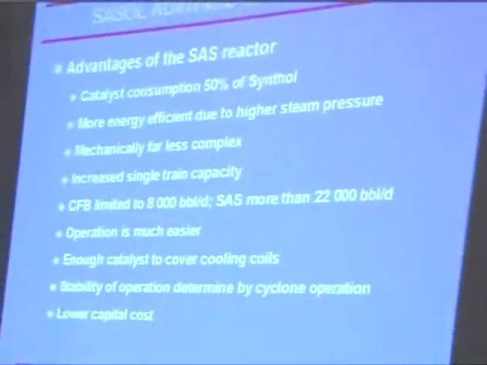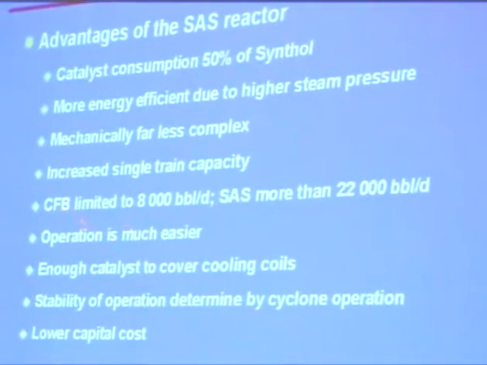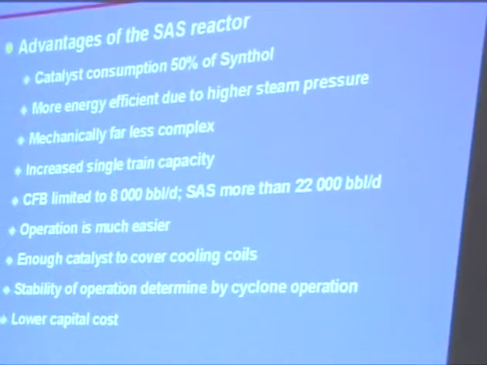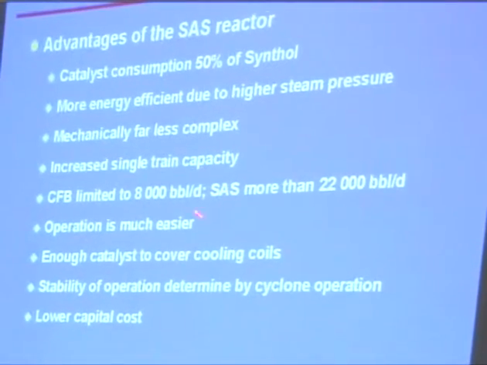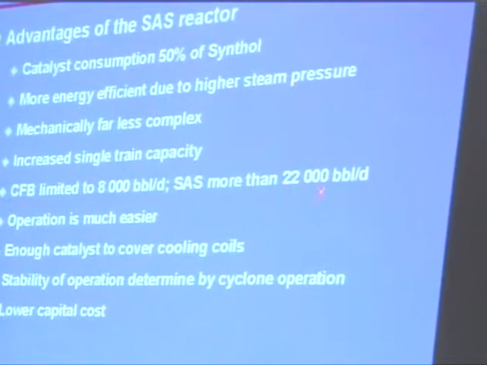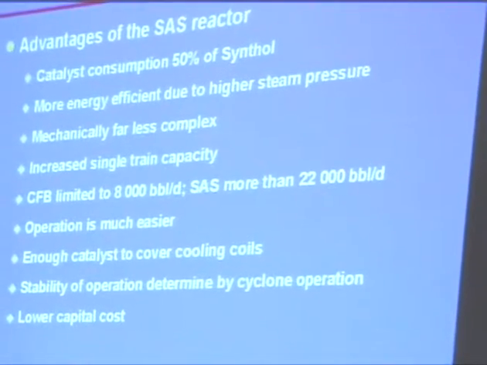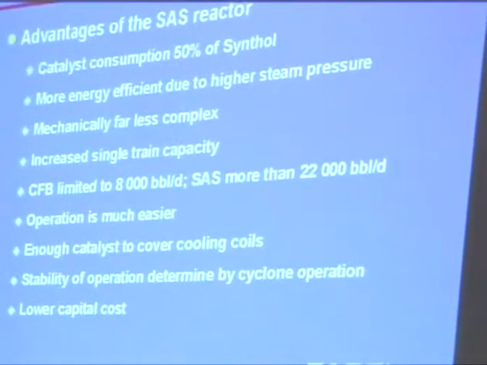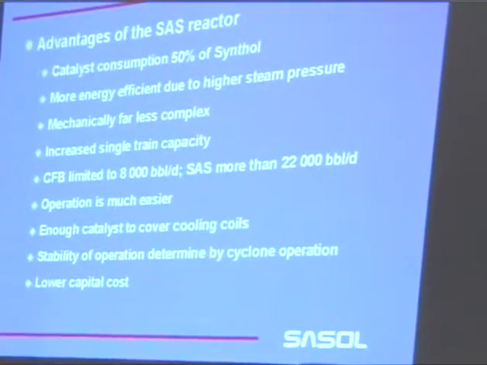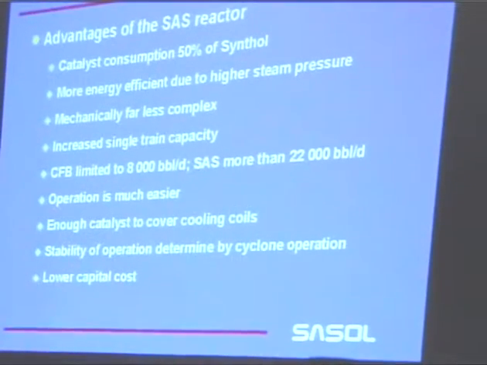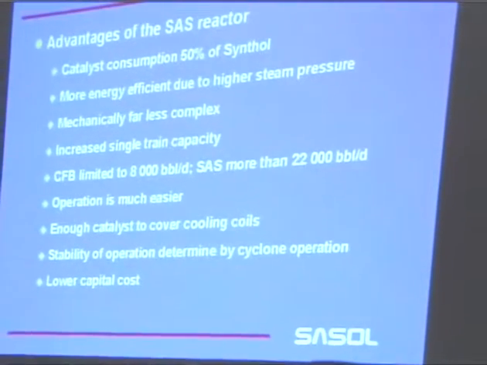You have increased single train capacity. The CFBs are limited to about 8,000 barrels per day, and that limitation is due to the size of the hopper. For the SAS, this morning we said 22,000 barrels per day. It can be higher. It will depend on the mechanical considerations, and the recycle compressor will also determine what the maximum size will be. But there's nothing from a process point of view that prevents us from building much larger reactors than we have at the moment.